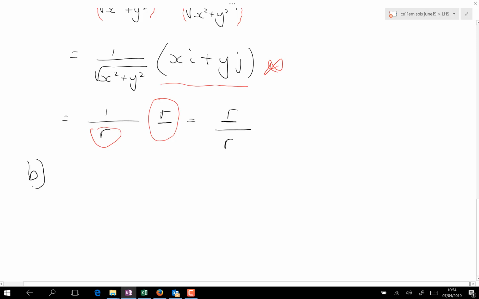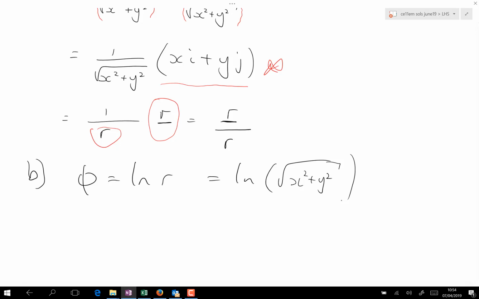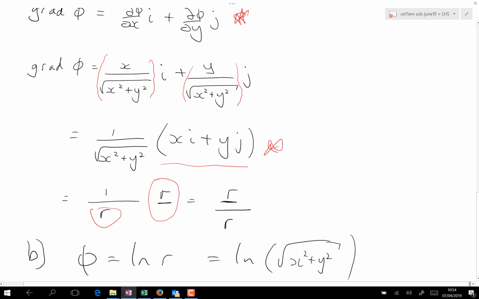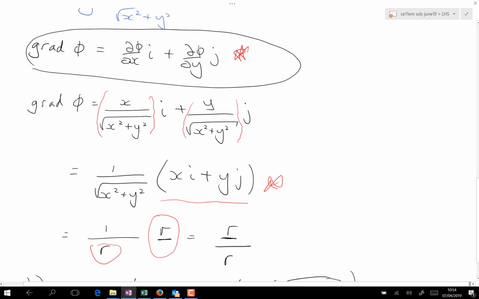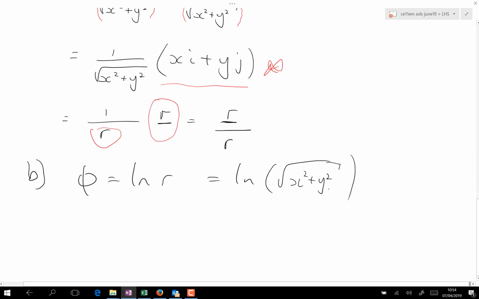If we have a very brief look at B, phi is ln of r, and of course we know what r is, we're told that in the question. So we're actually looking for ln of the square root of x squared plus y squared. Now clearly, to find the grad of phi, we're going to have to do partial differentials. That's what we see here in our formula for grad of phi. That's what grad requires. So you're going to have to do differentiation of this.